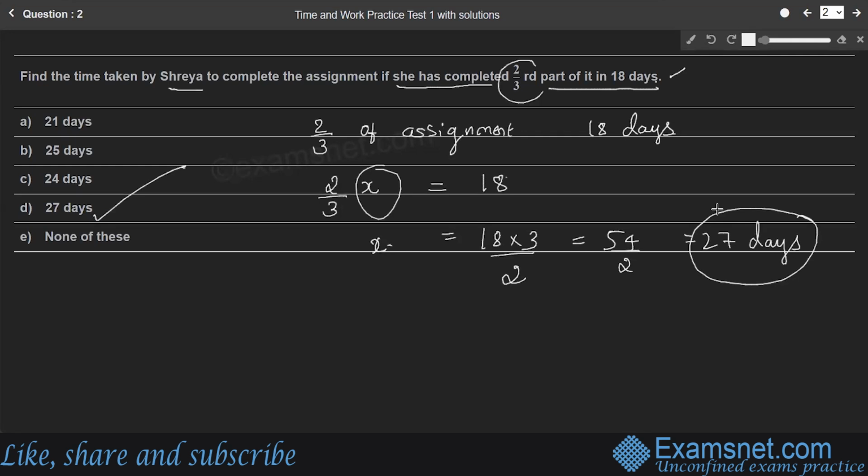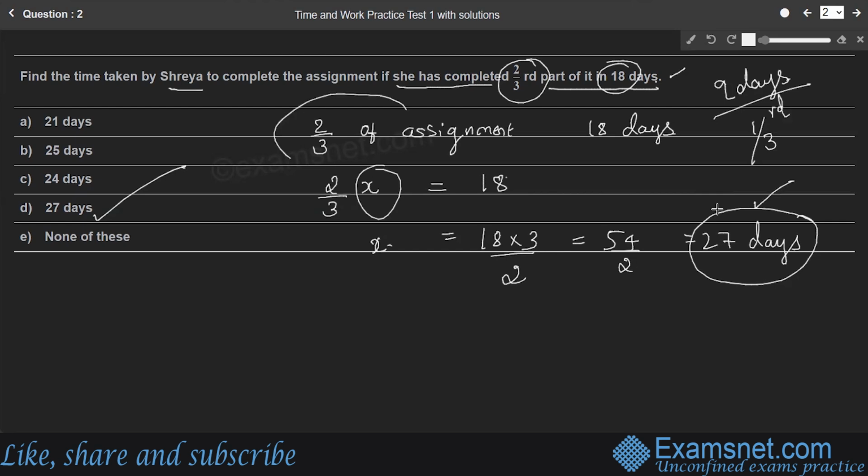Whereas to complete 2/3 of the assignment, she takes 18 days of time. So what are the remaining days? 9 days are remaining, right? So in these 9 days, she completes the remaining 1/3 of the assignment. Totally, she takes 27 days of time, right?